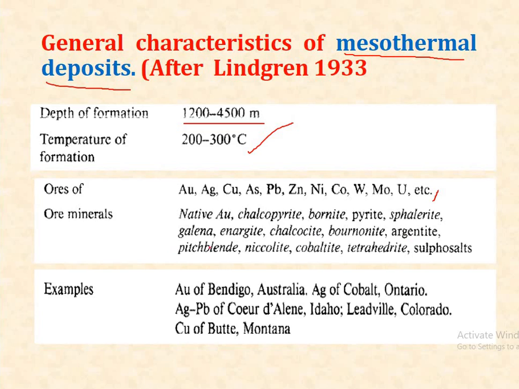Bournonite, argentite, pitchblende, nickeline, cobaltite, tetrahedrite and sulfosalts etc. are formed in this. Examples of mesothermal deposits are the gold deposit of Bendigo, Australia, silver deposit of Ontario, lead-zinc of Coeur d'Alene, Idaho, Leadville, Colorado, and the copper deposit of Butte, Montana.